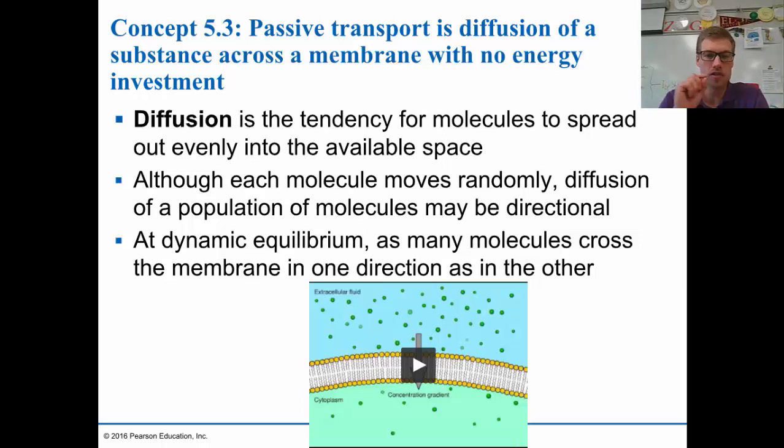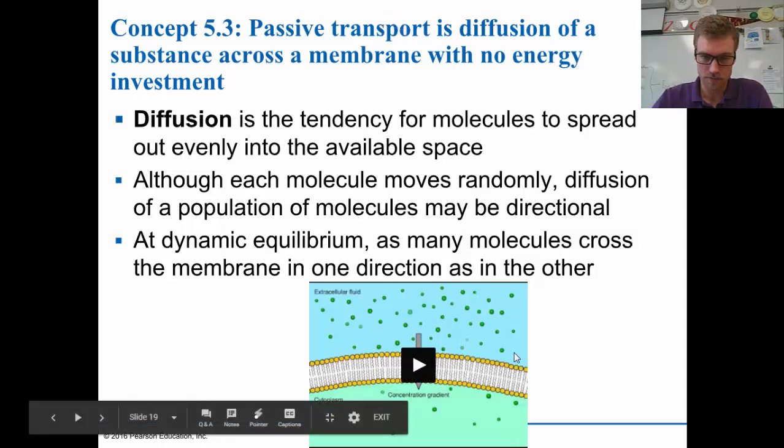So, although each individual molecule is moving randomly, diffusion of a population of molecules may be directional. So, in general, you can have the diffusion of a population of molecules going in a specific direction, even though each individual one is moving backward or is not necessarily moving in that direction. The whole point of diffusion is to reach dynamic equilibrium. And dynamic equilibrium is where you have as many molecules crossing the membrane in one direction as they are in the other.